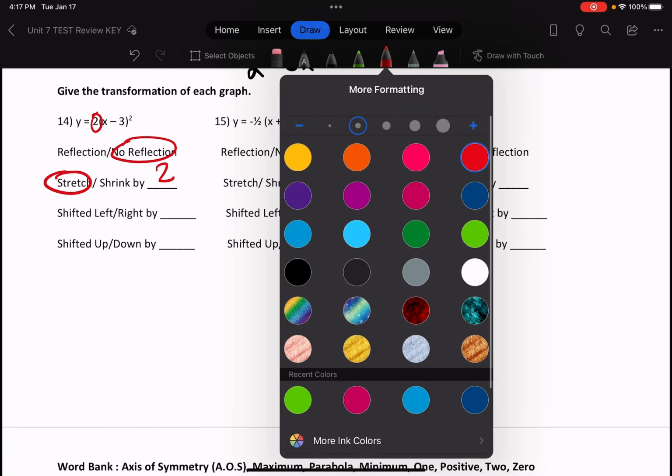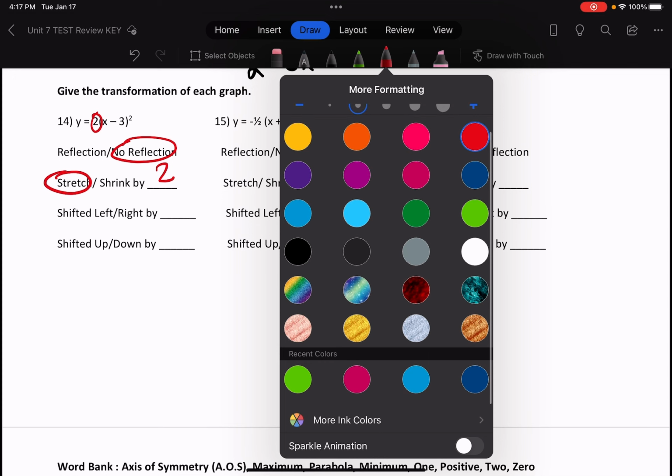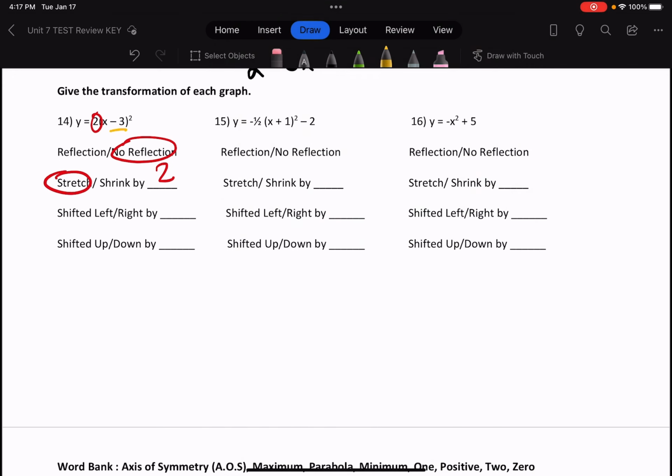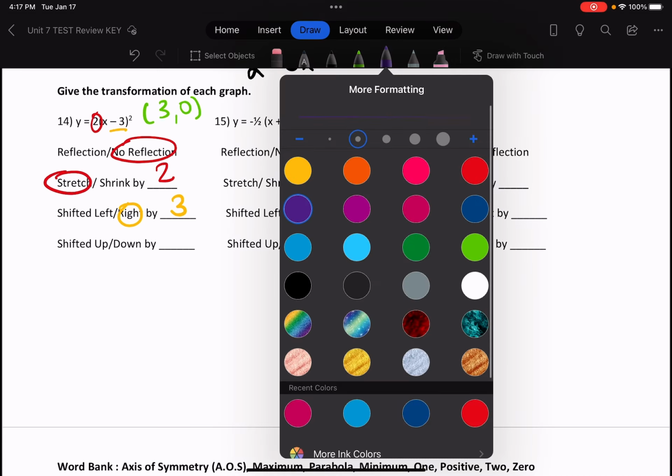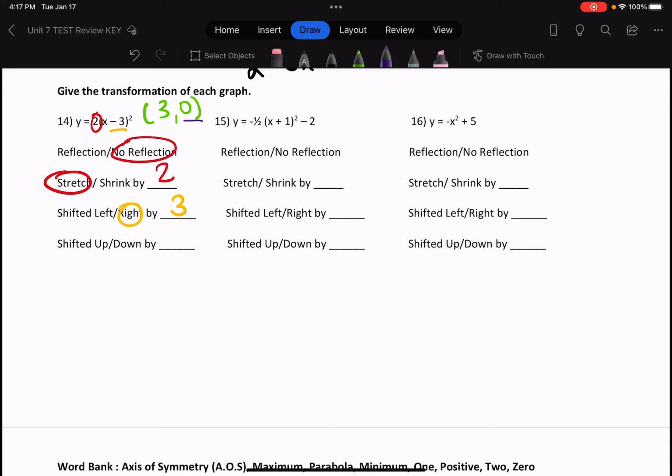The next thing we're going to look for is our horizontal shift. So in this case, we have our h value at 3, which means we're actually going to go right by 3. If I take that out of parentheses, that's going to give us a vertex at (3, 0). That 0 of the vertex is going to represent our k value, and so there will not be a shift up or down because there is no vertical transformation or a vertical shift.